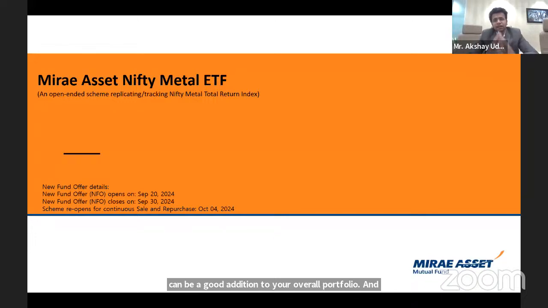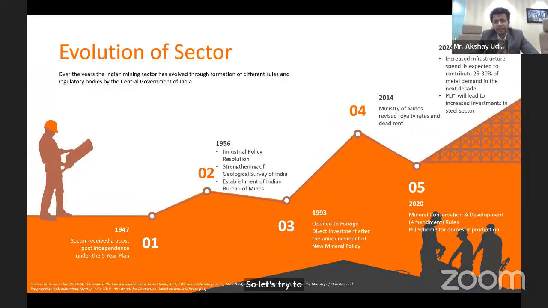So let's try to understand metal from the very basics. The metal sector is one of the oldest sectors in the Indian economy, and it gained prominence right from 1947. It has been a very big contributor to meeting the overall industrial demand and also has been a big support to the evolving manufacturing sector. It has gained its prominence since independence. It was the very first sector which received the boost of investment under the FIRE plan.